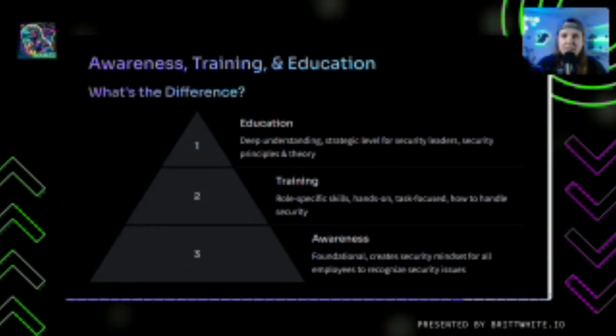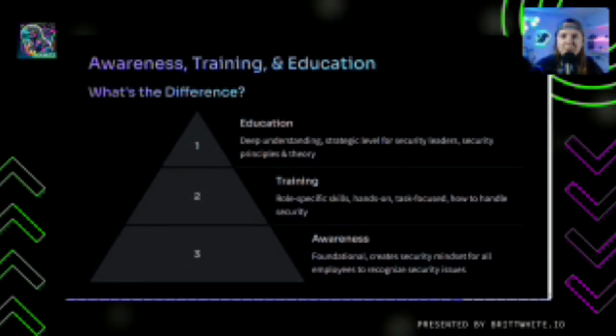And finally, at the highest level, we have education. This is where we dive deep into the why behind security. We're talking about understanding security principles, analyzing threat landscapes, and making strategic security decisions. This level is typically for your security leaders and decision makers. Think formal degrees in cybersecurity, professional certifications like the CISSP, or executive level security training. It's about building the expertise to guide your organization's security strategy.